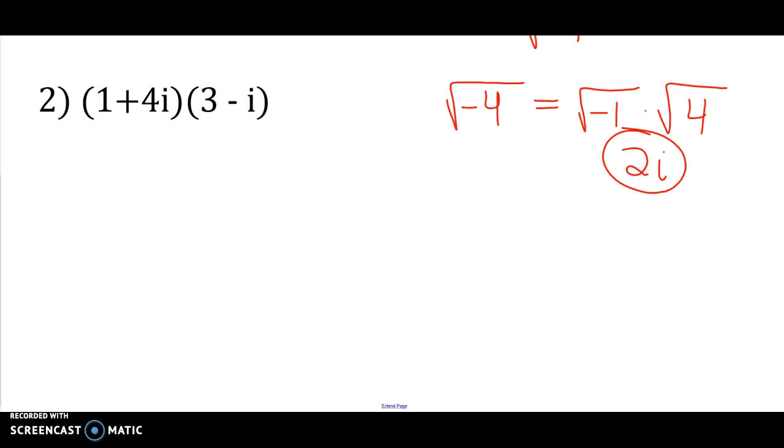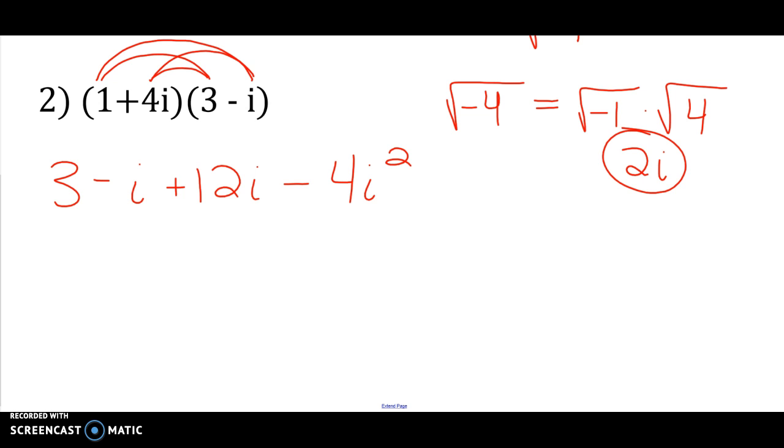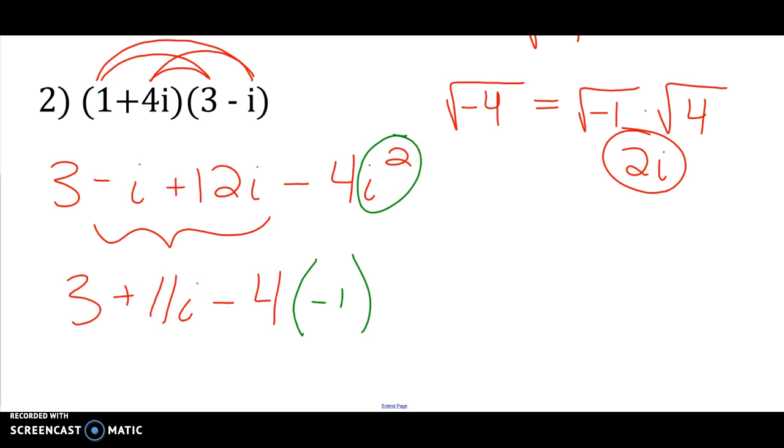So the first thing I would do is FOIL this out. So what is 1 times 3? 3. What is 1 times negative i? Negative 1i. So then we just combine our like terms. What's negative i plus 12i? i squared simplifies to negative 1. This is really plus 4, which I can combine.